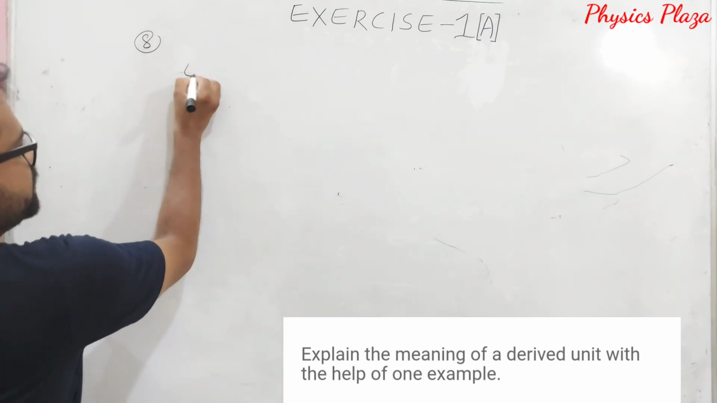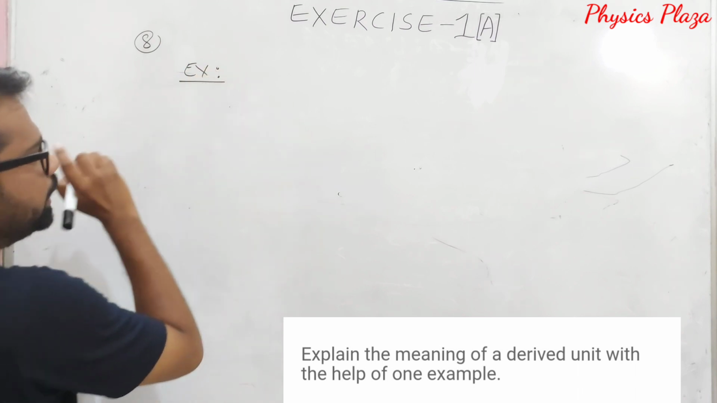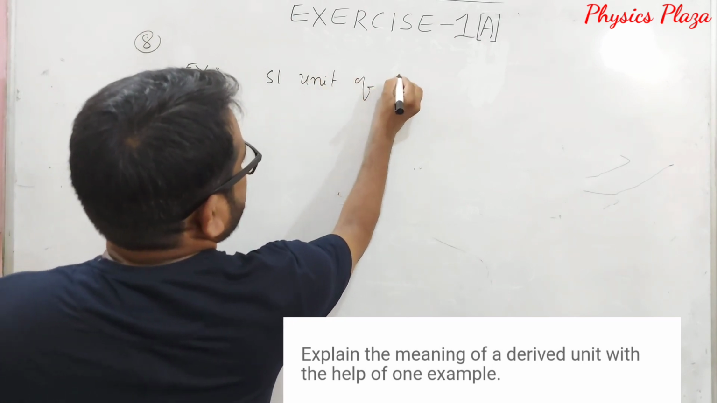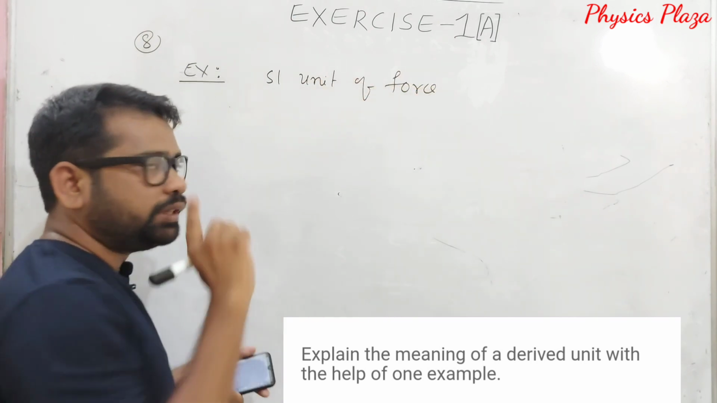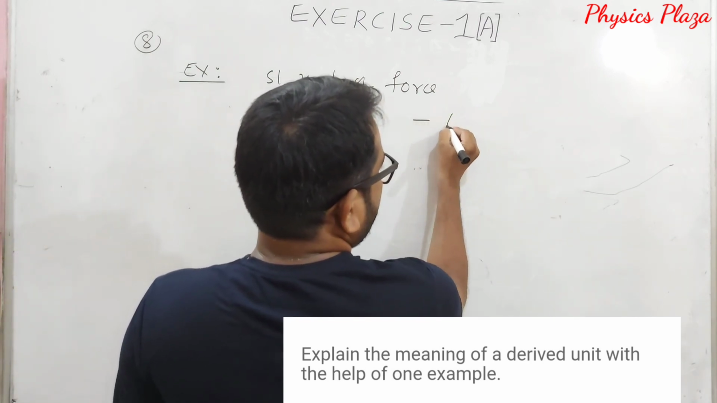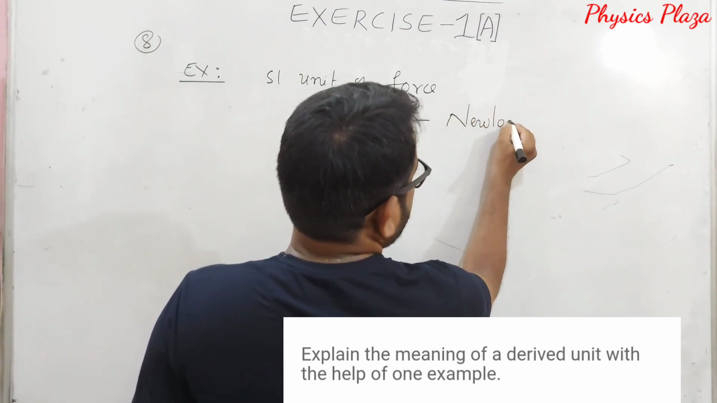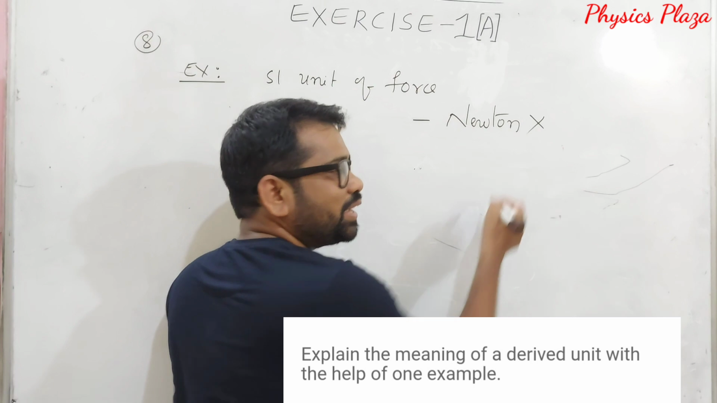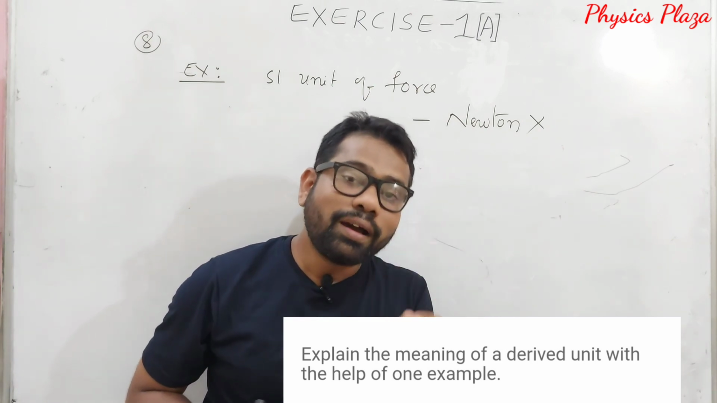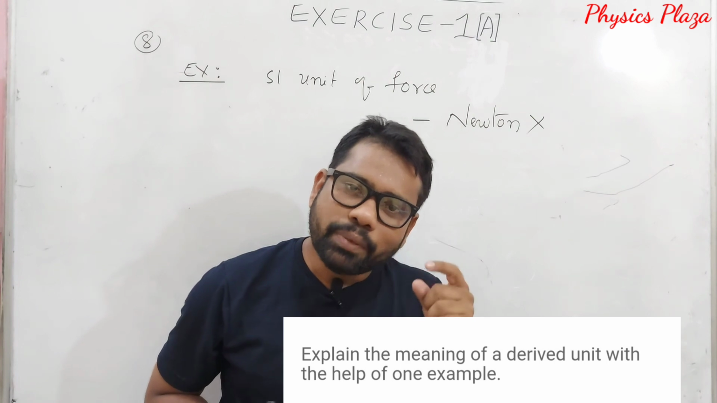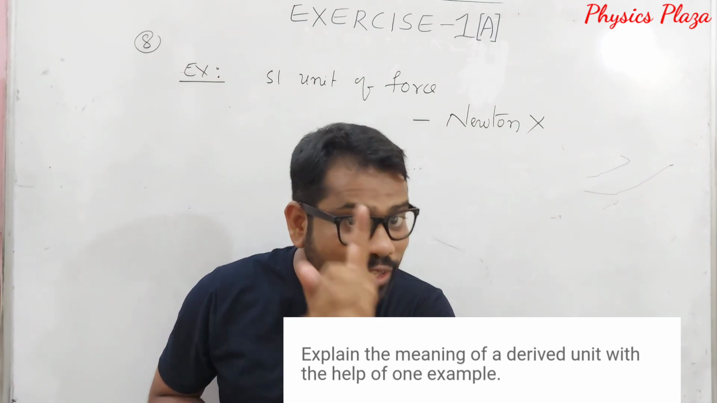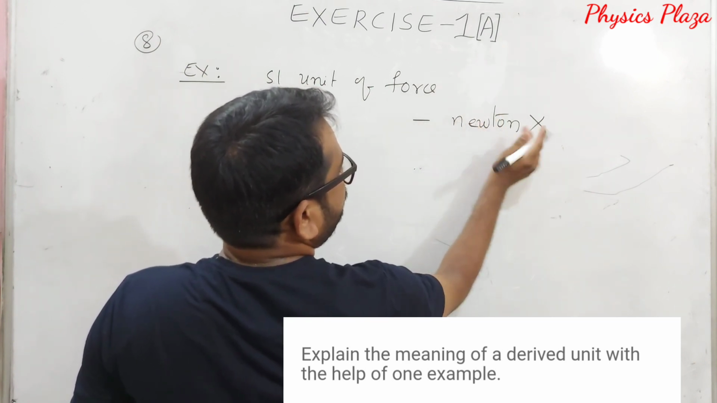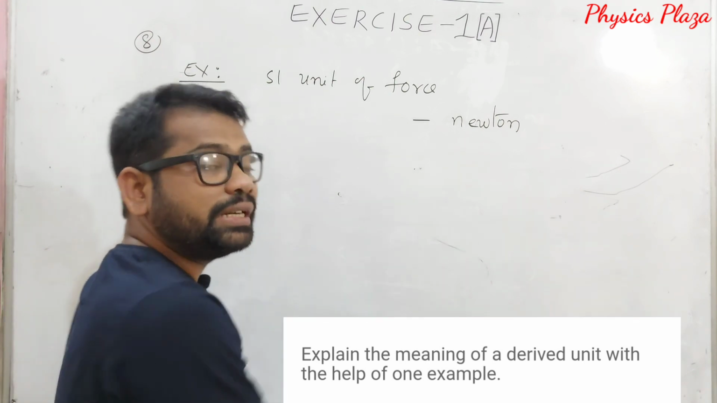So let me give you one simple example. Dear children, for example, the SI unit of force. We know that the SI unit of force is Newton. Children, can we write like this? No, we should not write like that. It is wrong. Why? Already we discussed, whenever we are writing the full name of the unit, whether or not it is named after a scientist, the first letter must be small only. So this should be a small n, newton. Now it is right.